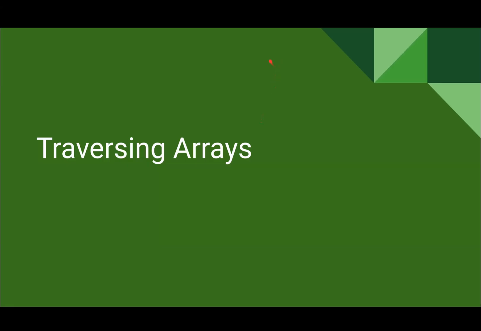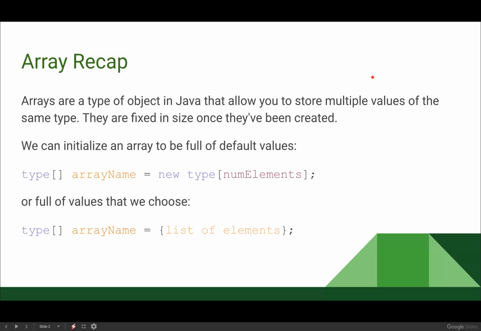All right, today we are talking about traversing arrays. And if we remember traversing strings, this is going to be a very similar topic. So, brief recap of what arrays are. Arrays are a type of object in Java that allow us to store multiple values of the same type.